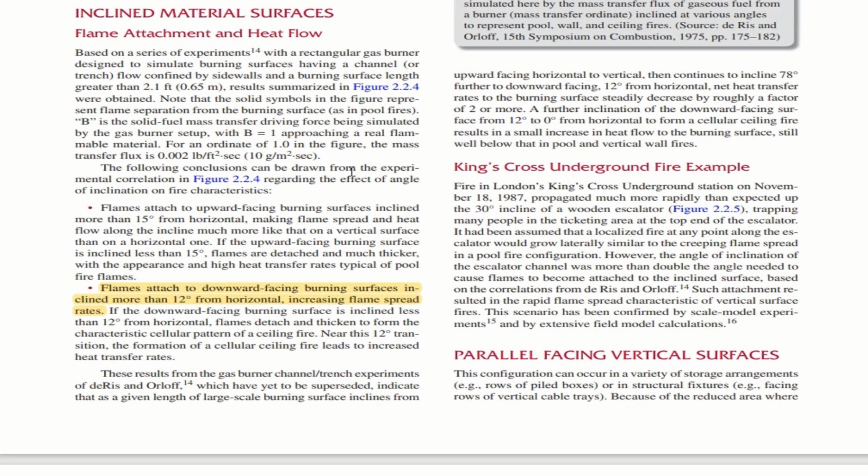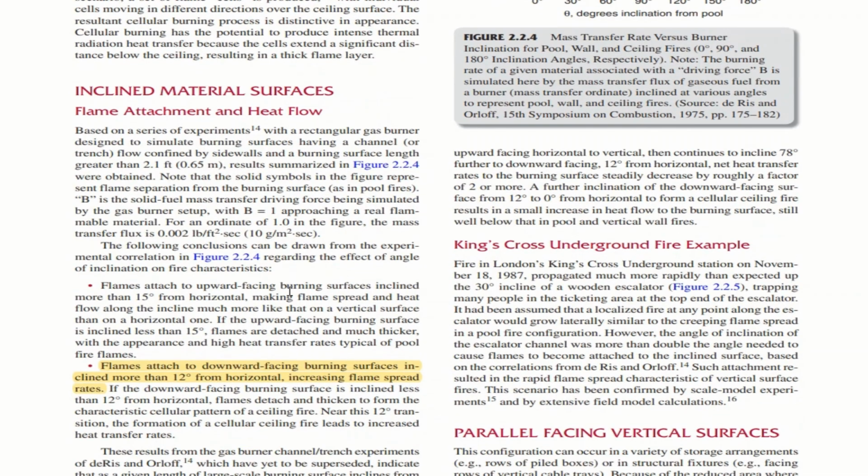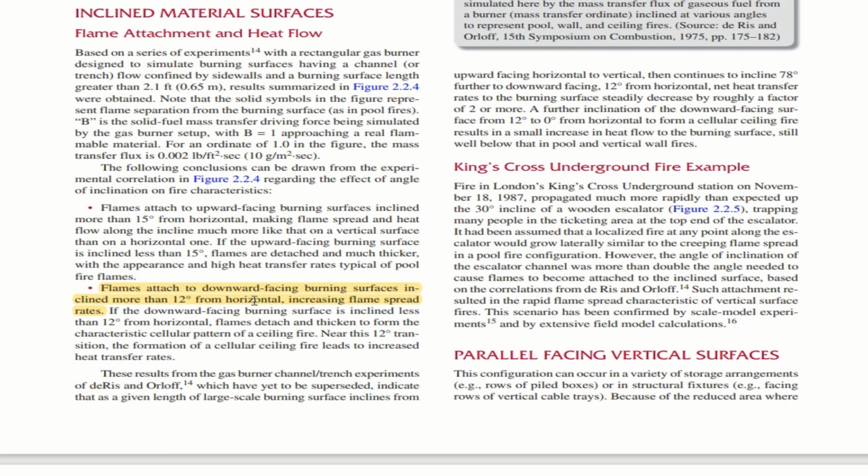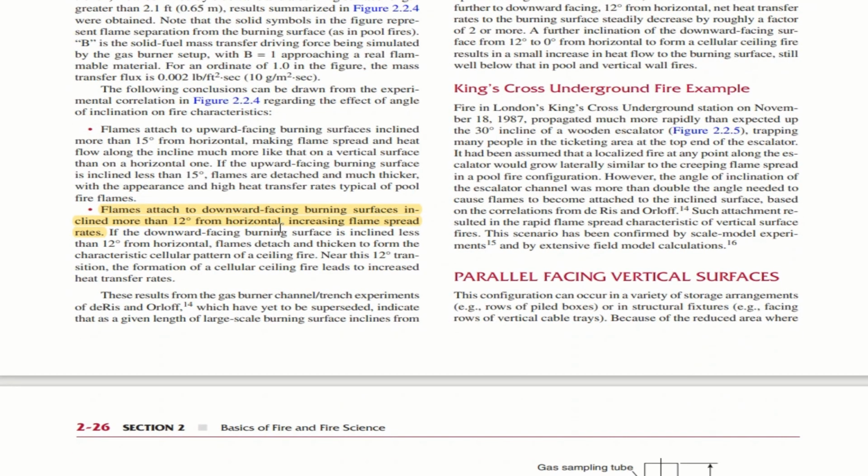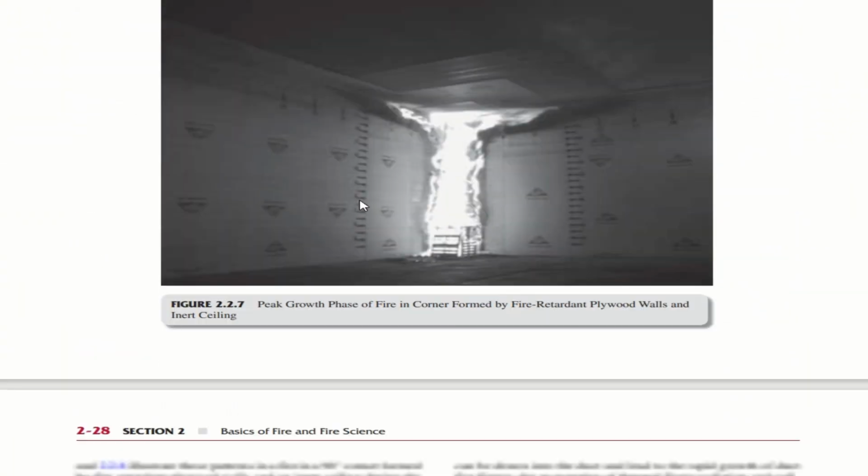The following conclusions can be drawn from the experimental correlation in figure 2.2.4 regarding the effect of angle of inclination on fire characteristics. Flames attached to downward facing burning surfaces inclined more than 12 degrees from horizontal, increasing flame spread rates. If the downward facing burning surface is inclined less than 12 degrees from horizontal, flames detach and thicken to form the characteristic cellular pattern of a ceiling fire. Near this 12 degrees transition, the formation of a cellular ceiling fire leads to increased heat transfer rates. So we have some other topics as well you need to go through.